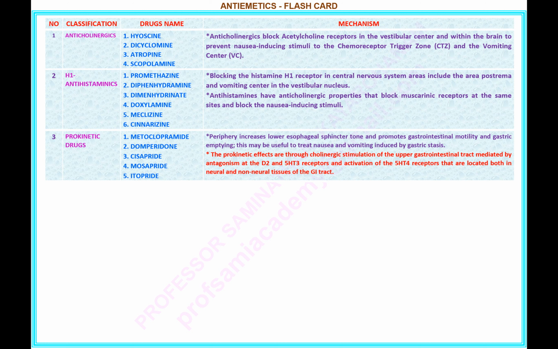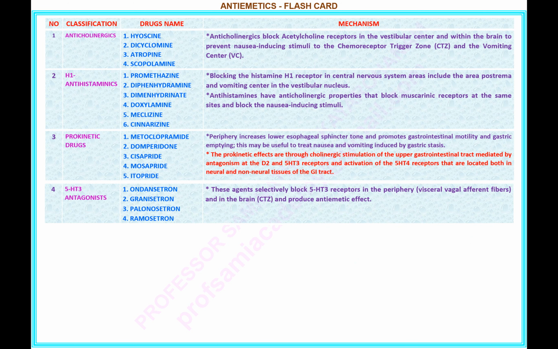The prokinetic effects are through cholinergic stimulation of the upper gastrointestinal tract mediated by antagonism at the dopamine receptor D2 and 5-hydroxytryptamine receptor 3 receptors and activation of the 5-hydroxytryptamine receptor 4 receptors that are located both in neural and non-neural tissues of the GI tract.